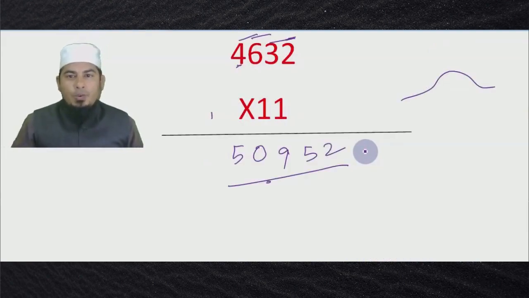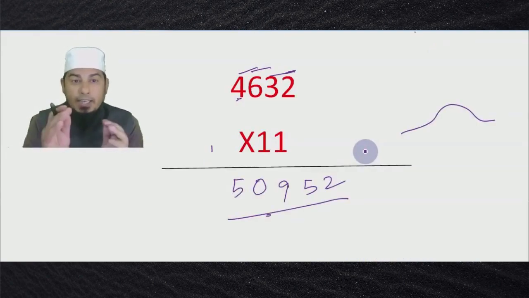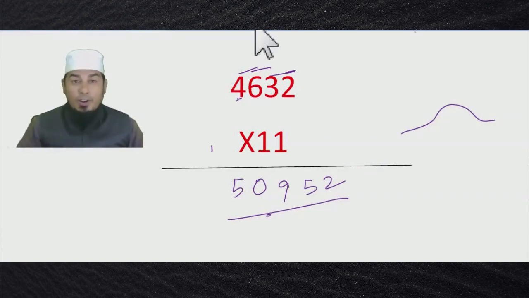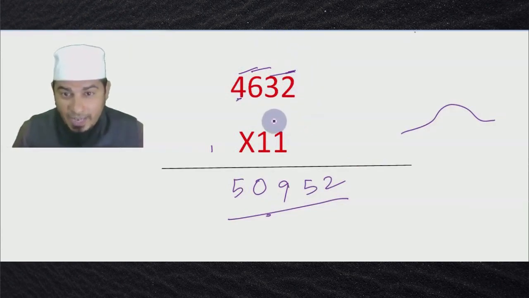So in this way, sometimes addition can generate a carry, you have to give the carry to the next sum. In this way, you do the multiplication of any number with 11.